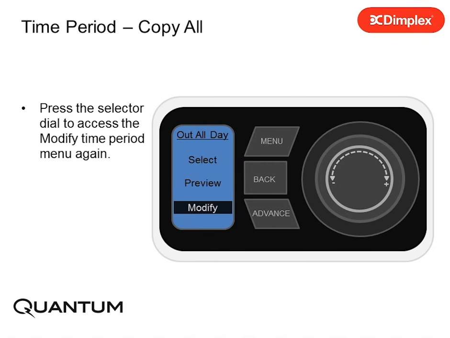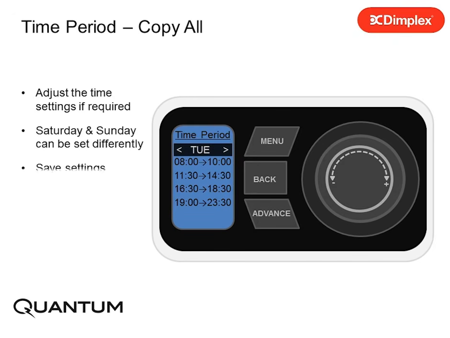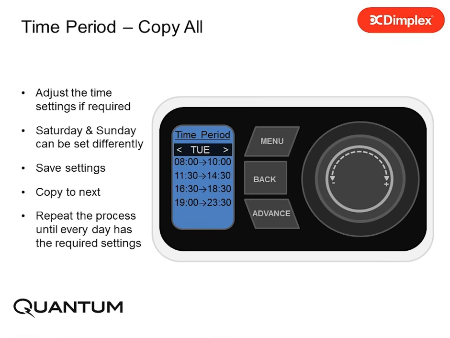Press the selector dial to access the Modify Time Period menu again. Adjust the time settings if required. Saturday and Sunday can be set differently. And save settings and copy to next. And repeat the process until every day has the required settings.